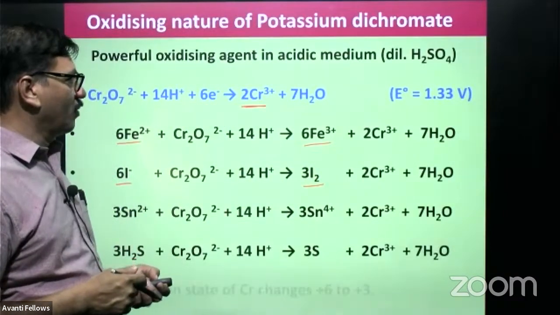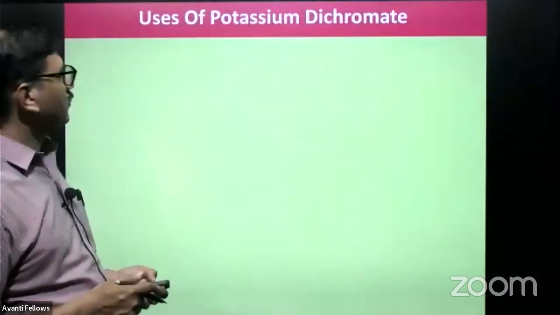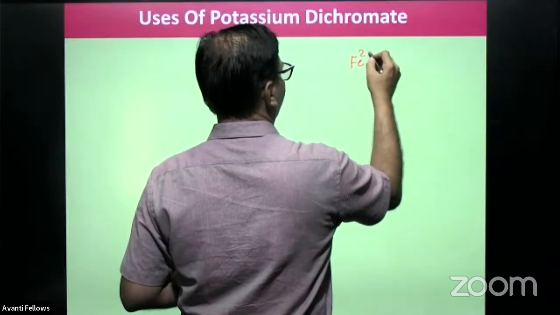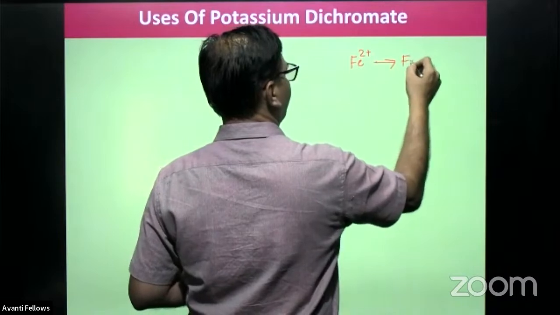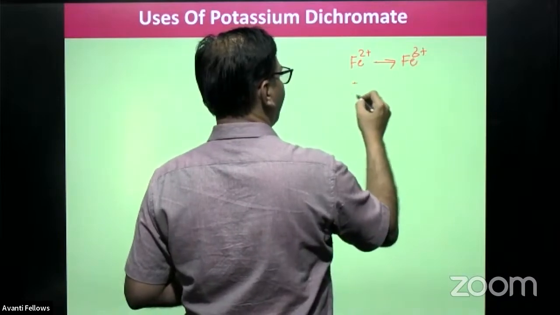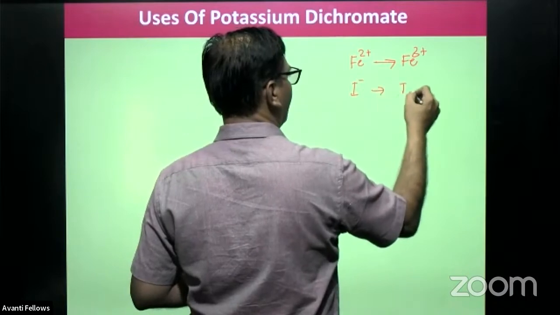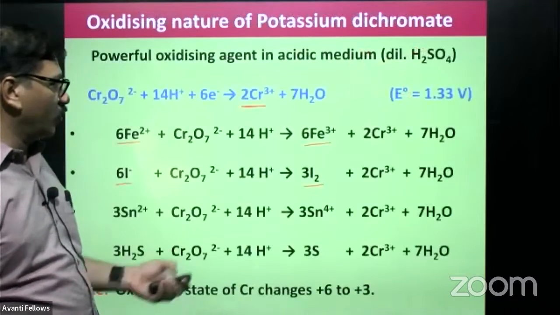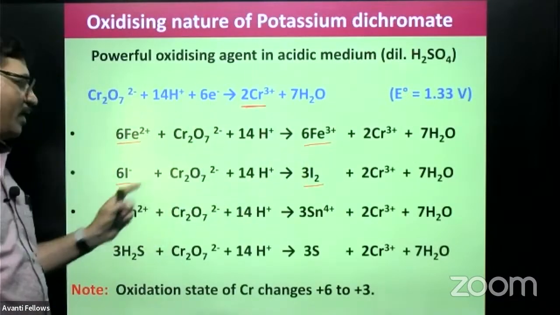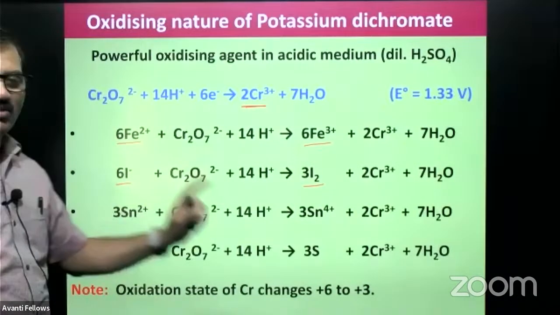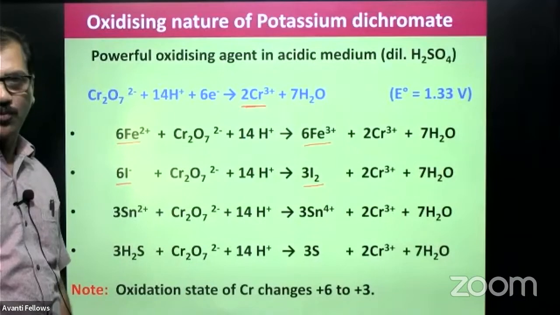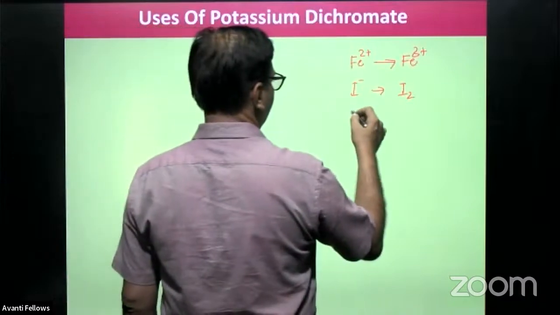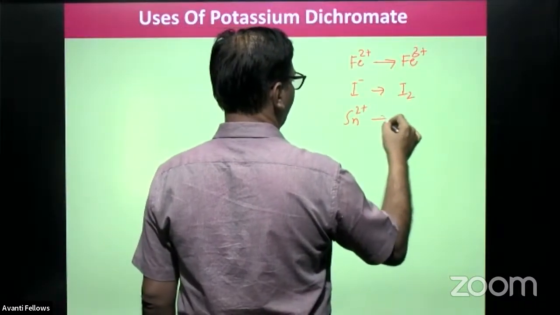Few things you have to remember: Fe2+ ferrous ion is always converted into ferric ion. Iodide ion is converted into iodine in the acidic medium. So these things I told you: ferrous ion to ferric ion, iodide ion to iodine, stannous Sn2+ to stannic Sn4+. You have to remember this. I will tell you how to write the balanced equation, because it needs a balanced equation.